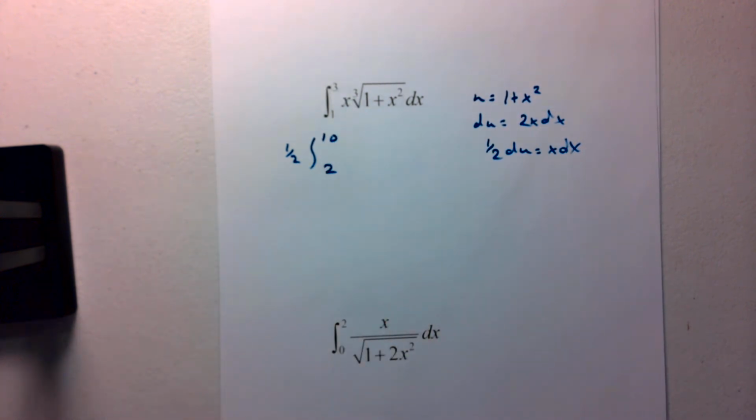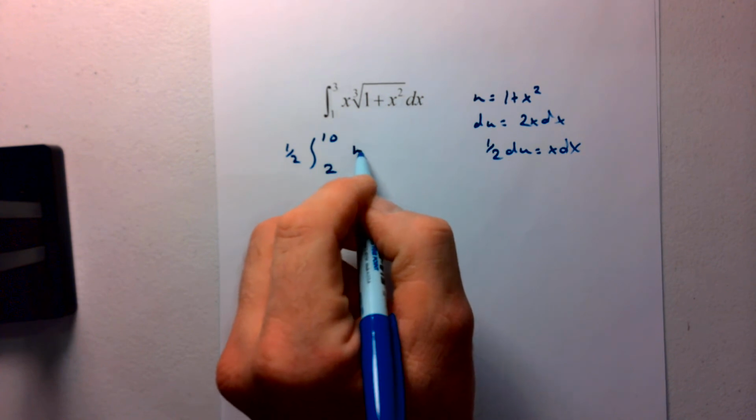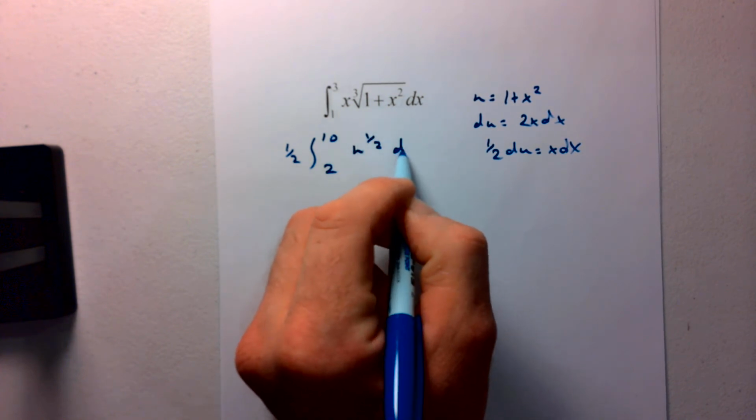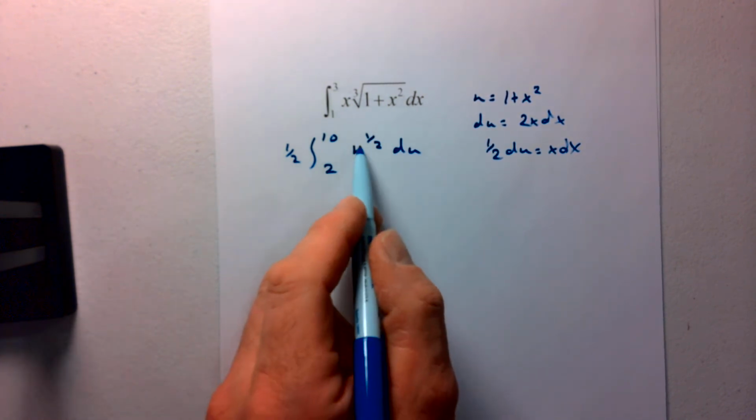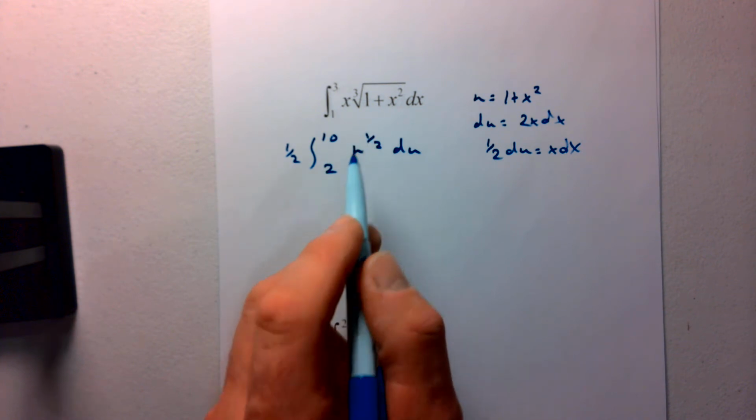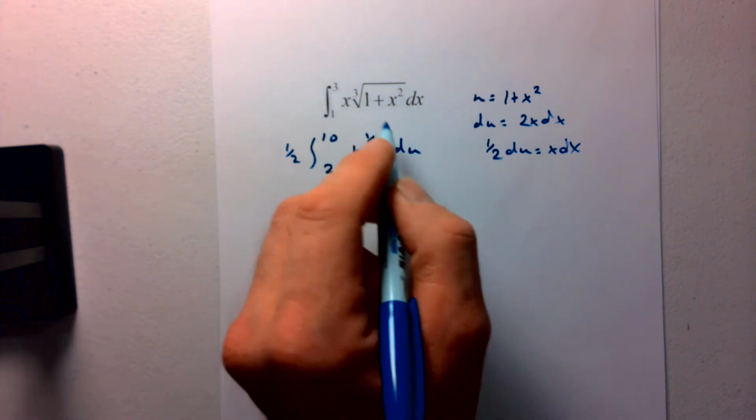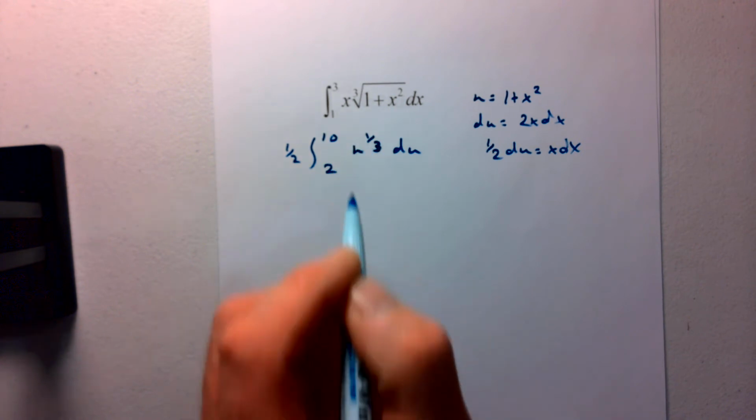Well, that's odd. I'm going from 2 to 10. Doesn't always happen that way. But we go from 2 to 10, don't we, on this one? And then we have u to the 1/2 du. The integration of u to the 1/2, oh, sorry, it's the third root, isn't it? So it's to the 1/3, sorry.